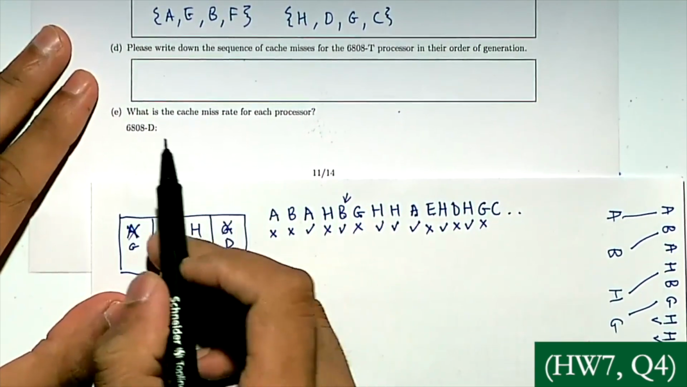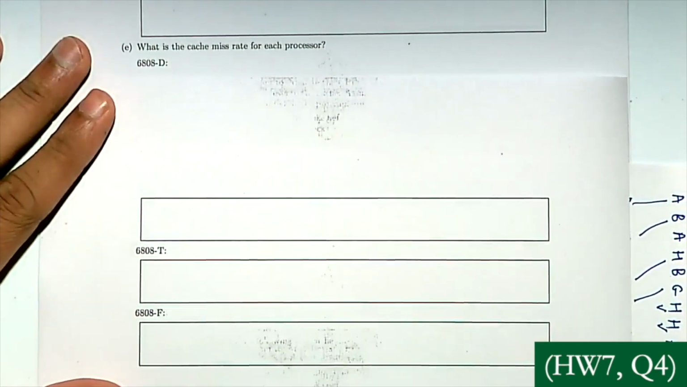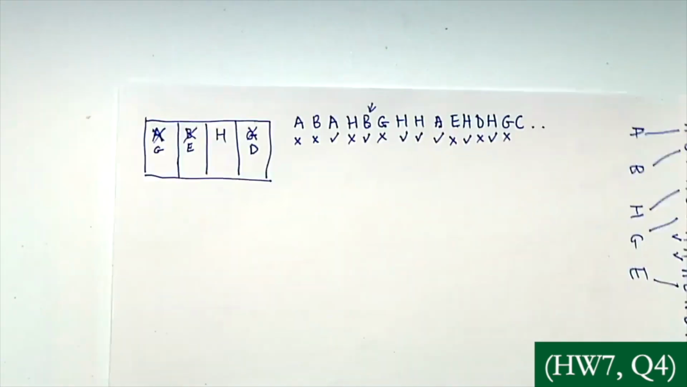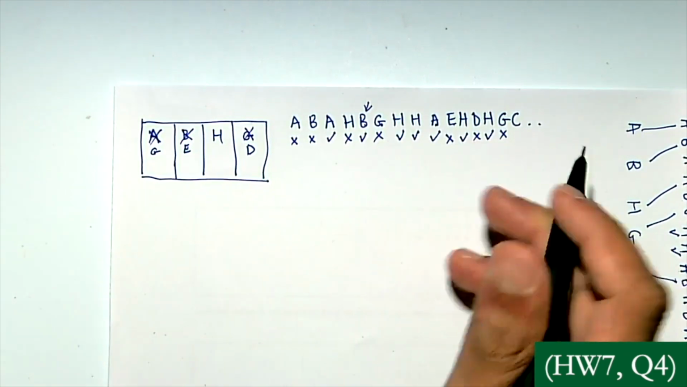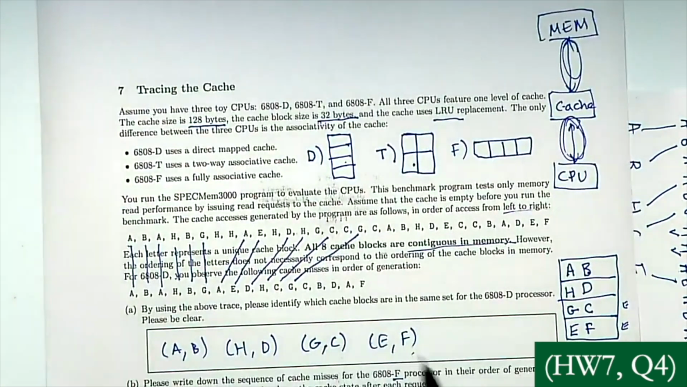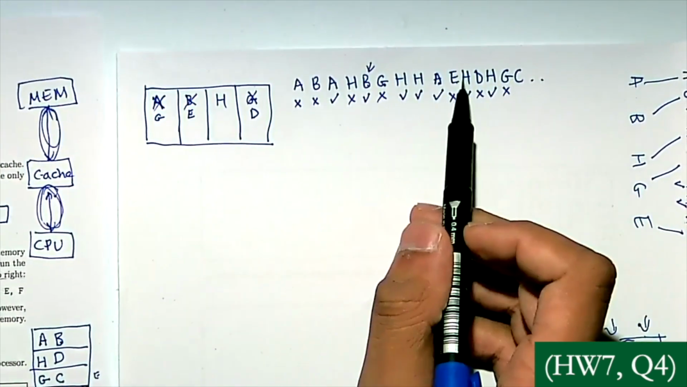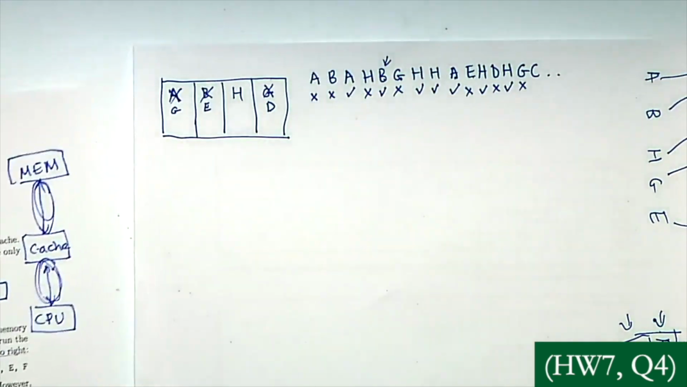So then, the last part of this question asks you what is the cache miss rate for each processor. So they're asking us for D, T, and F. And so we've already done all this work actually. If we look at this sequence right here, we know exactly how many hits and how many misses we get. And they give it to us for the direct mapped cache, so we don't have to do that. We now know it for the fully associative cache, and we would have just done it for the two-way cache. And so we have all that information.